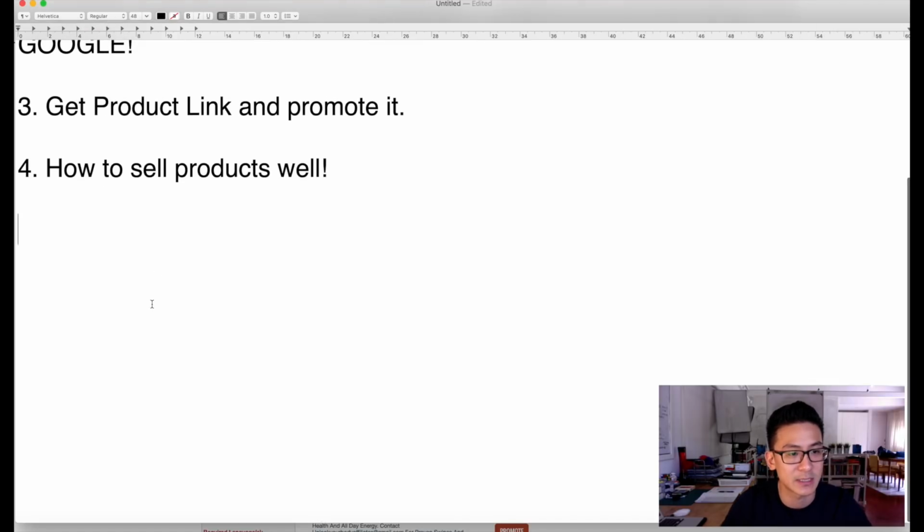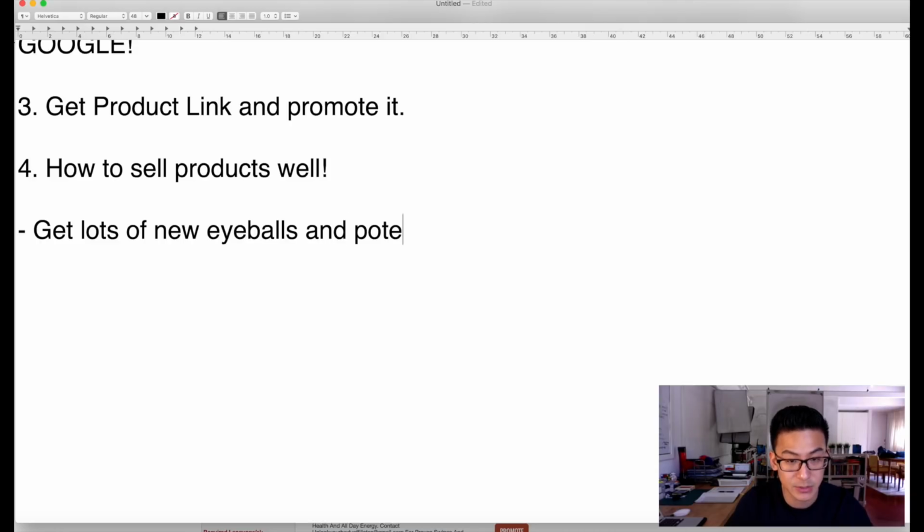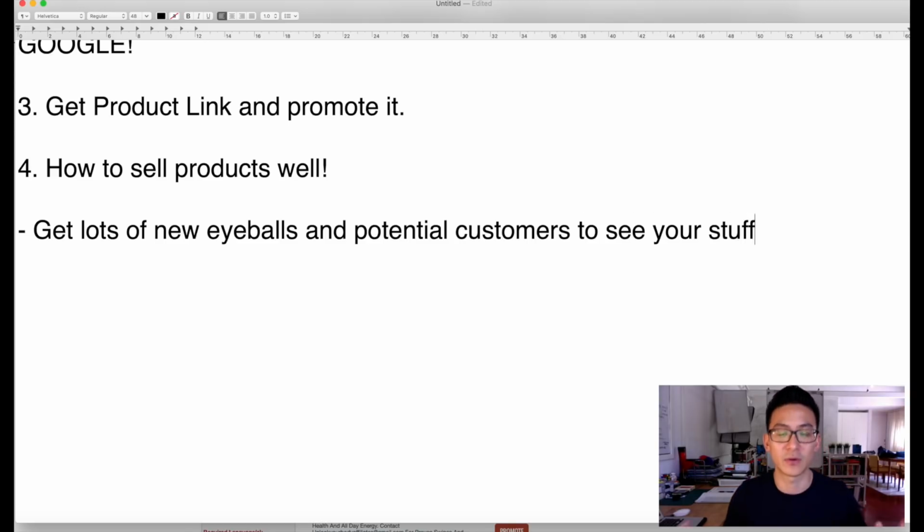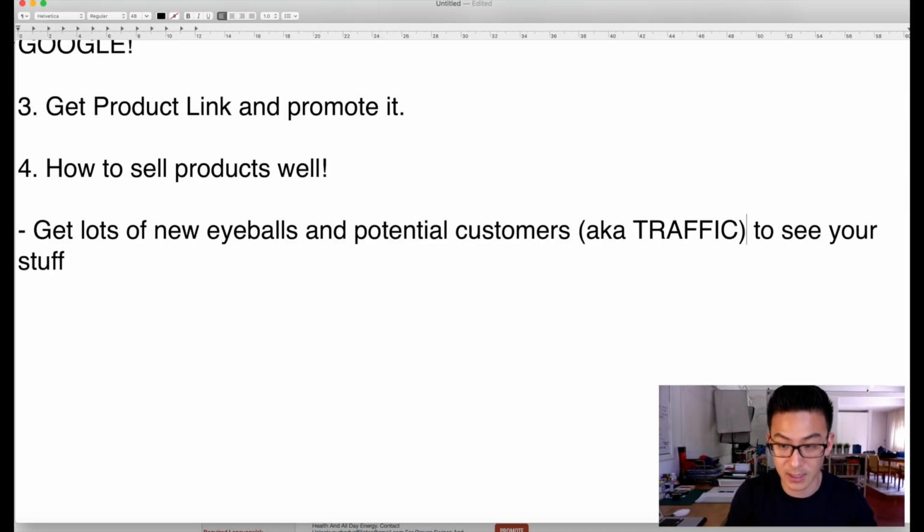So there's a few steps inside of this. You promote the link, but how do you do it properly? The first thing that you have to understand is how to get lots of new eyeballs and potential customers to see your stuff, first of all. So how do you do that? Well, in the online marketing world, potential customers are called traffic. You're sending a lot of traffic to see your stuff.